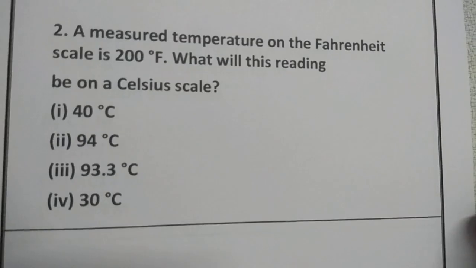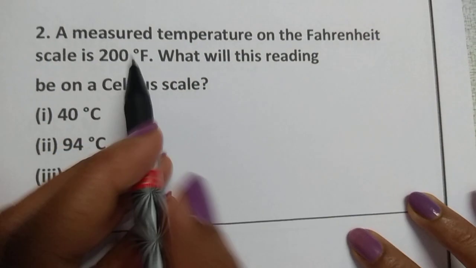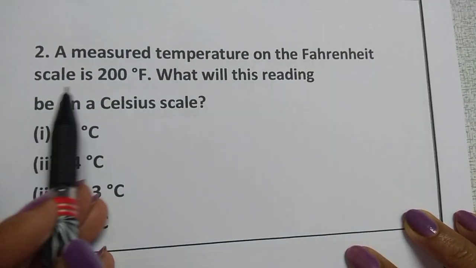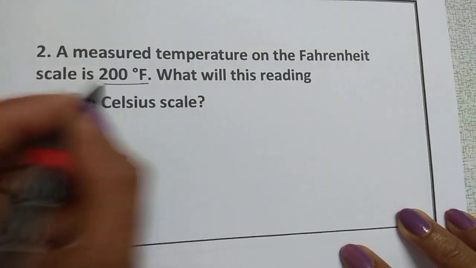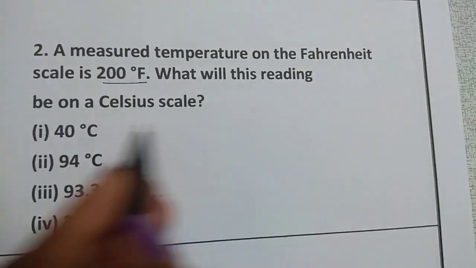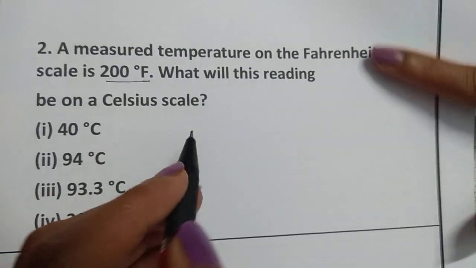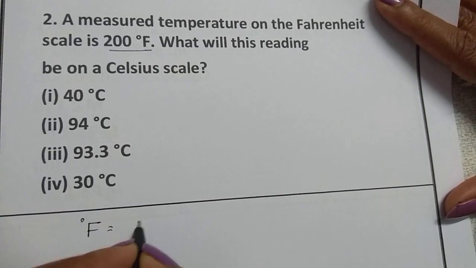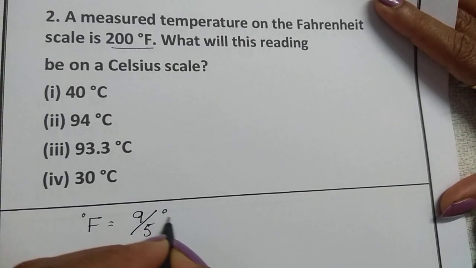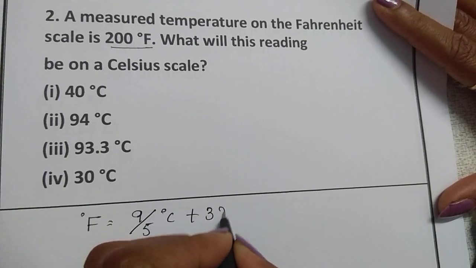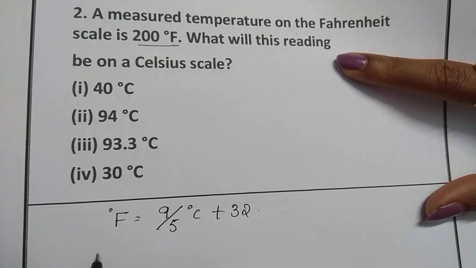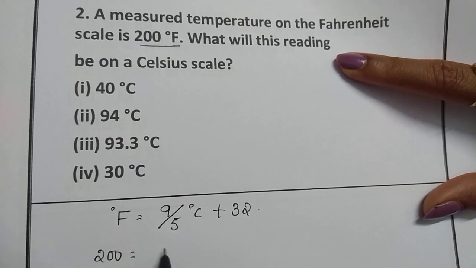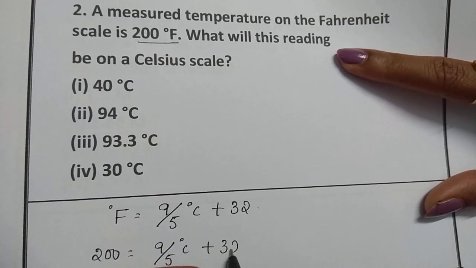Okay, now let us see the second question. A measured temperature on the Fahrenheit scale is 200 degree F. What will this reading be on a Celsius scale? So we have a formula: Fahrenheit equals 9/5 times degrees Celsius plus 32. Now directly substitute 200 Fahrenheit here.